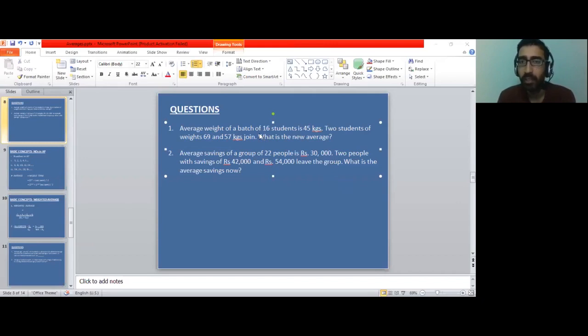Of course, in question number 1, 2 people are joining the group, and in question number 2, 2 people are leaving the group. So when you're talking about the new average, you're talking about the final number of people, which in case 1 was 18 finally, and in case 2 is 20. Is this clear, guys?